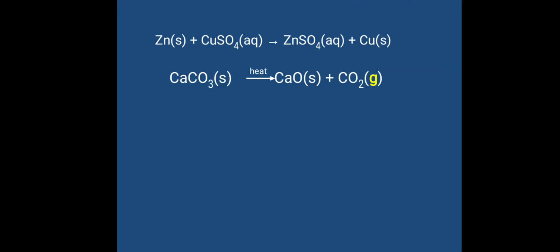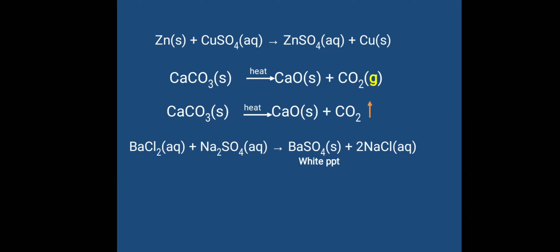Next example. When calcium carbonate is heated, it decomposes into calcium oxide and carbon dioxide. In this reaction, carbon dioxide gas is formed, and it can also be denoted by an arrow pointing upward. See, the carbon dioxide gas which is formed can also be represented by an arrow. You can see it in the example.